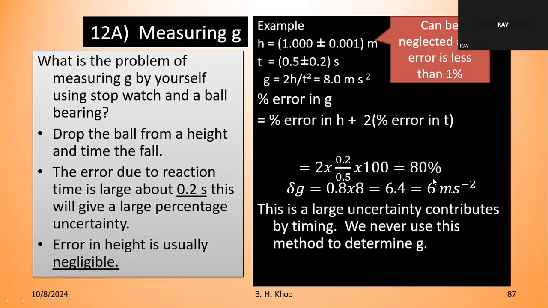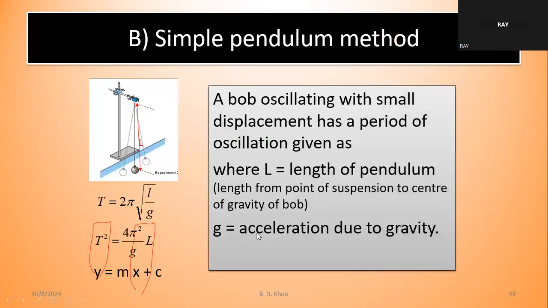So usually we have to round off to one significant figure only. So this is very high. 8 plus minus 6, very high. So we don't want this, we cannot use this method to determine g. We can use the simple pendulum method. We won't go into much detail.